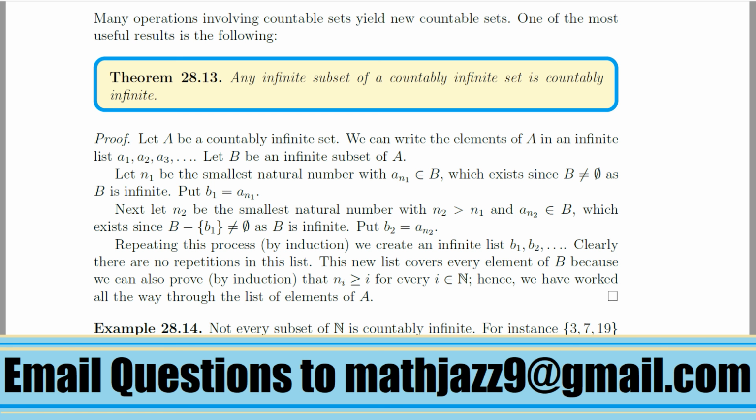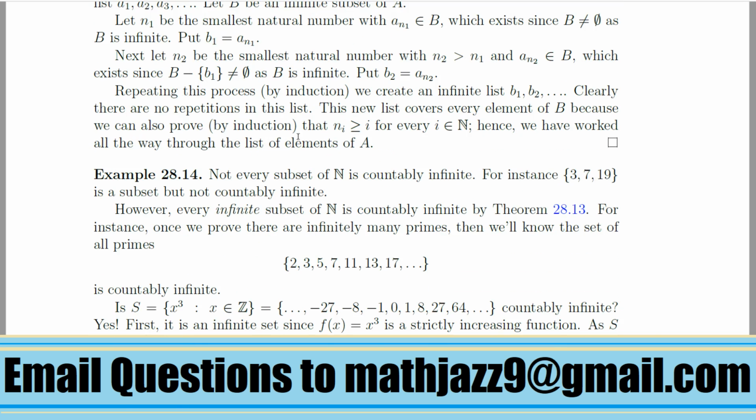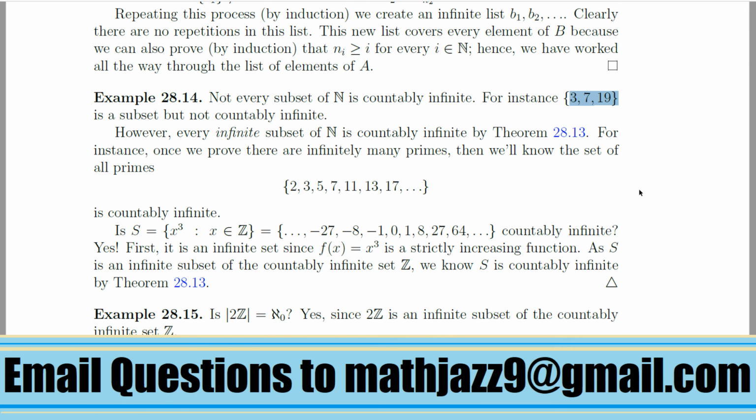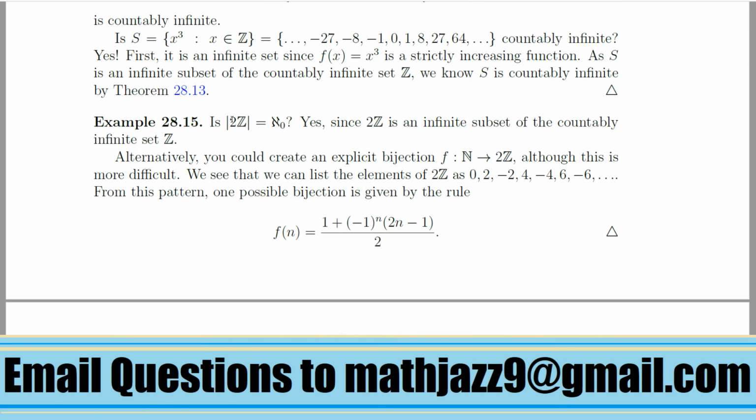So let's go back to the book. Okay. Not every subset of N is countably infinite. Yeah, so if you don't pick an infinite subset, you're not going to end up with a countably infinite subset. This symbol here is called aleph naught. It just means the cardinality of the natural numbers.